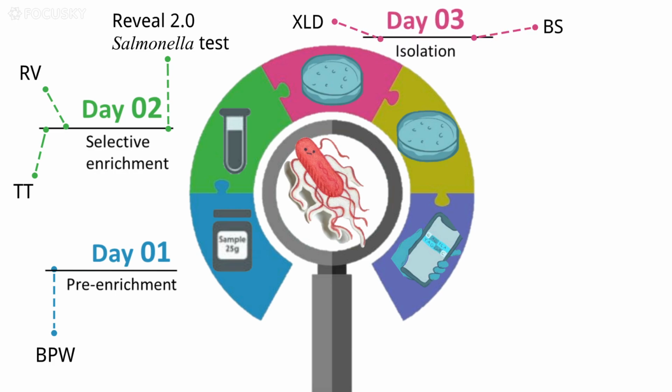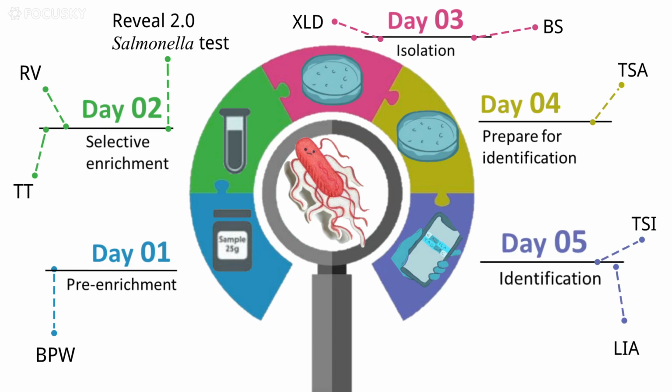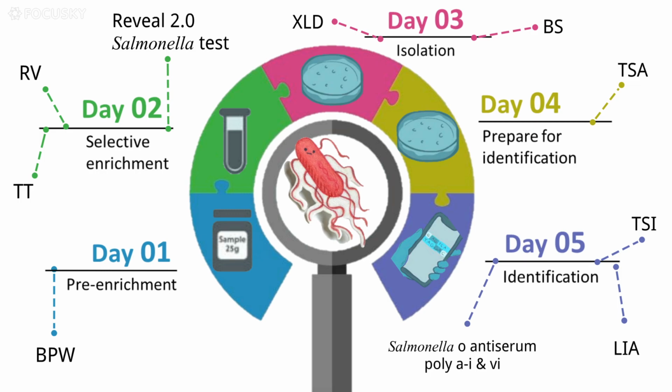On day 3, you streaked the selective enrichment onto XLD and BS agar for isolation. Once you got the single colony on day 4, you streaked them onto TSA to prepare for the confirmation tests. On day 5, for identification, you used the TSI and LIA slant agar for biochemical tests and Salmonella O anti-serum poly A2I and VI for serological tests. Now, let's learn the media one by one.